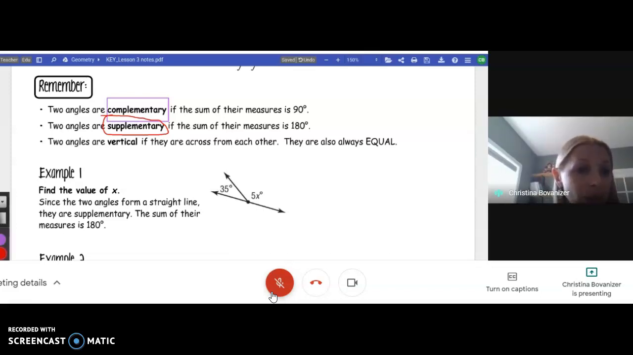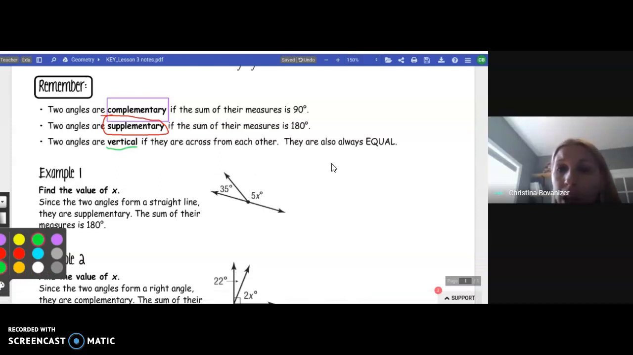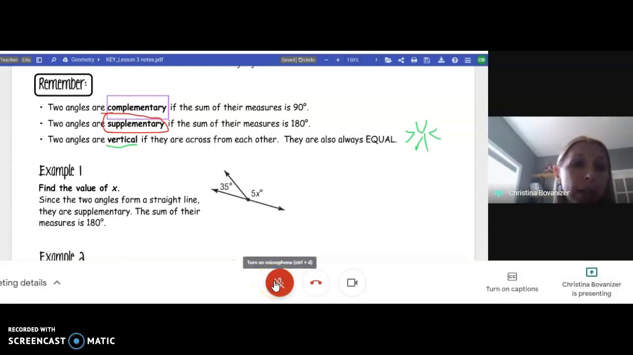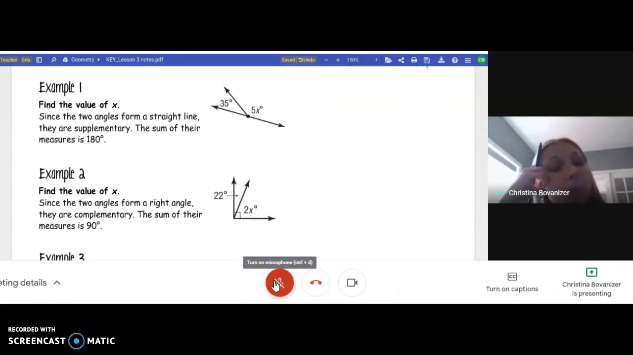So then we also talked about vertical angles, and if you remember, those are the angles that are across from each other and they form V's. So either these two or these two, where they are across from each other, those are vertical angles, and we know that they equal each other. So we're going to take what we know from yesterday and add to it to find some missing angles. In example 1, it says find the value of x.